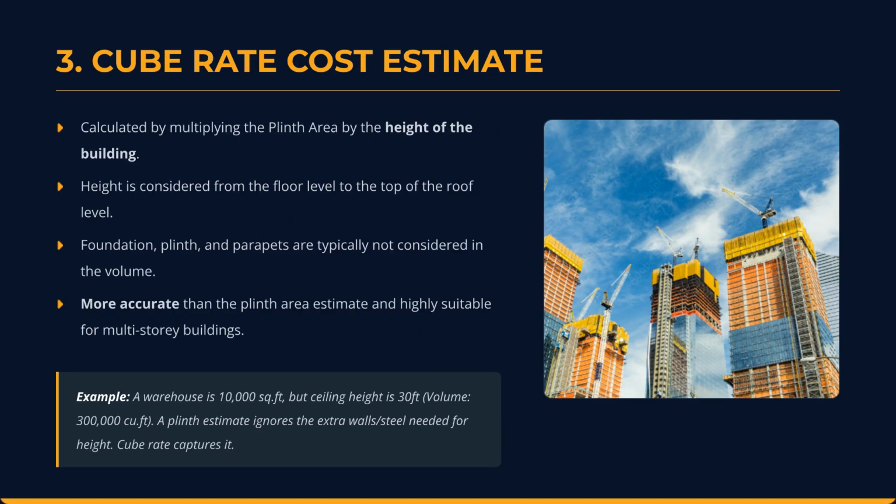The cube rate cost estimate takes it one step further. Instead of just area, it multiplies the plinth area by the height of the building, calculating the total volume. This is far more accurate for multi-story buildings. For example, a warehouse and an office might have the same square footage, but the warehouse might have a 30-foot ceiling. A cube rate estimate accurately captures the extra walls and steel needed for that height.